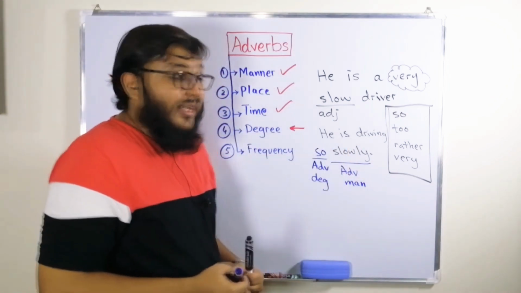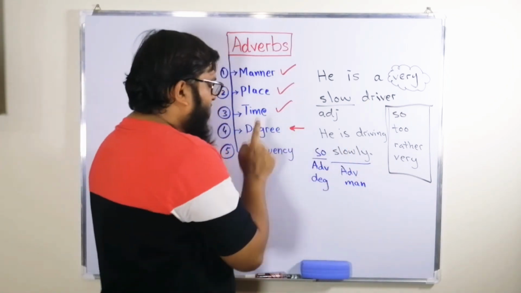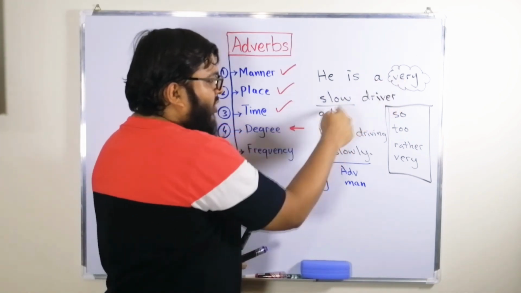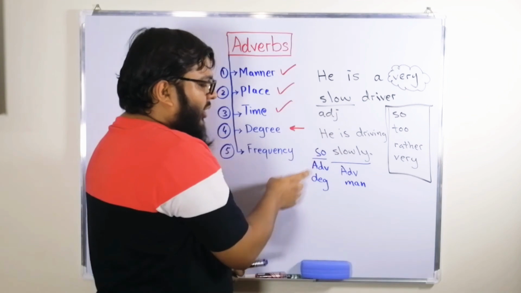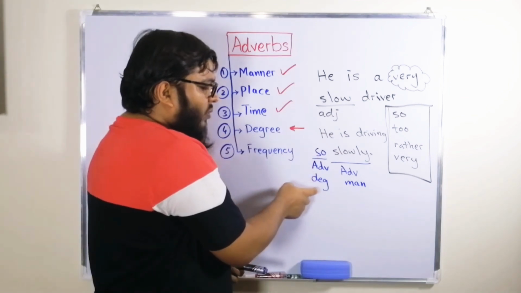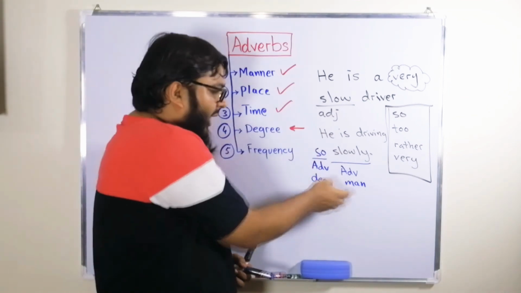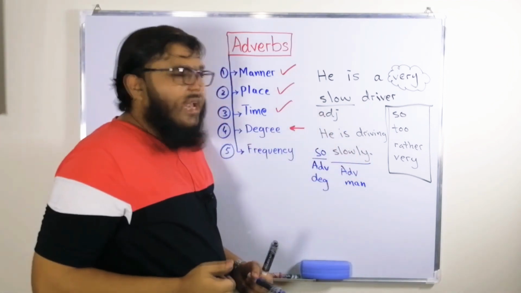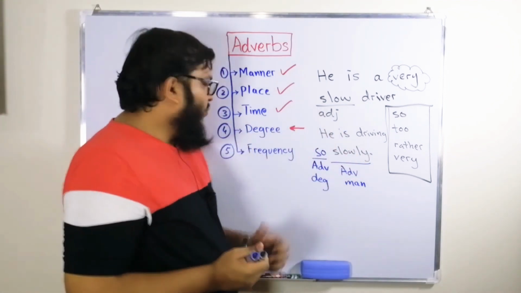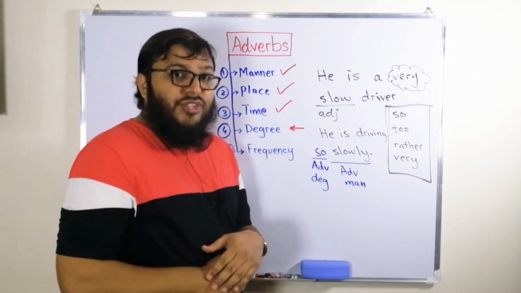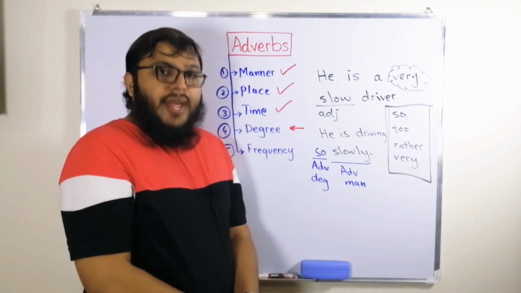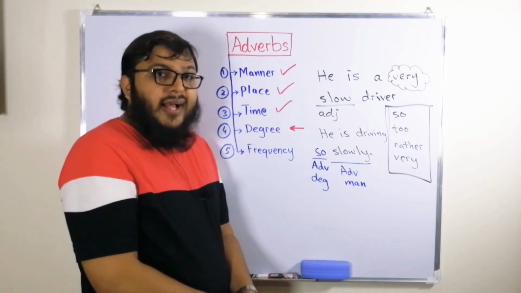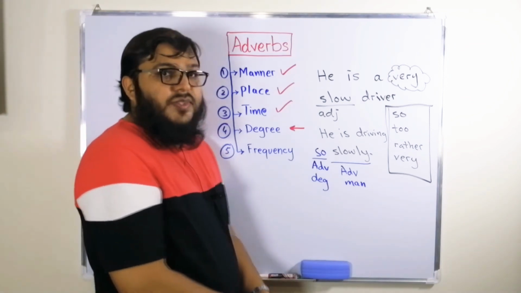I guess you understand. So sometimes degree adverbs can work for an adjective, as you can see, very slow driver, and sometimes the degree adverbs work for the adverb itself, as you can see here, he's driving so slowly. So until here, we've learned the degree adverb. Now we're moving on to another and the last kind of adverbs.